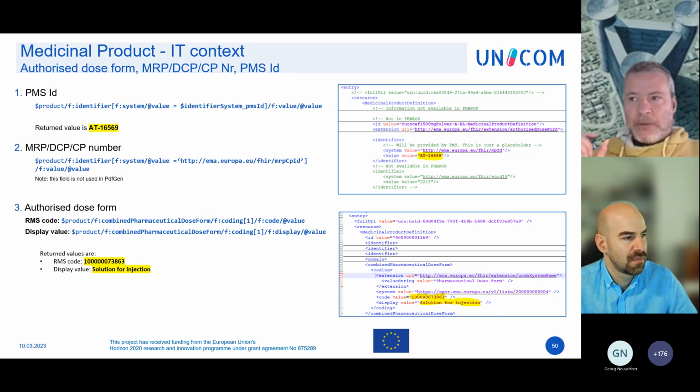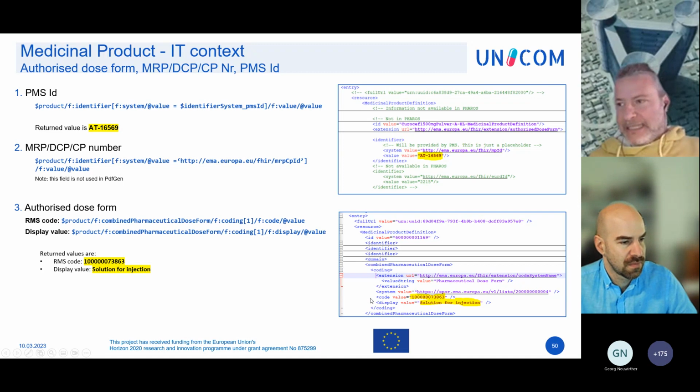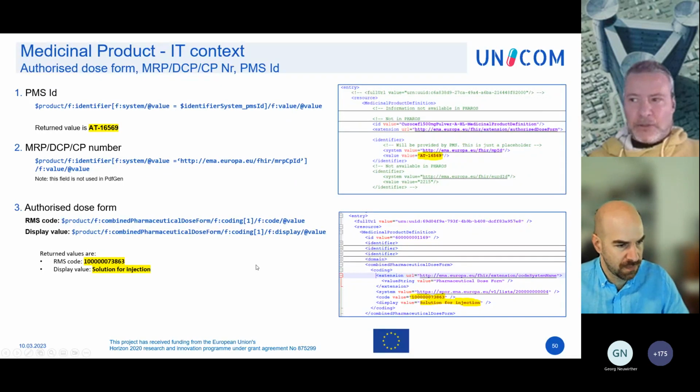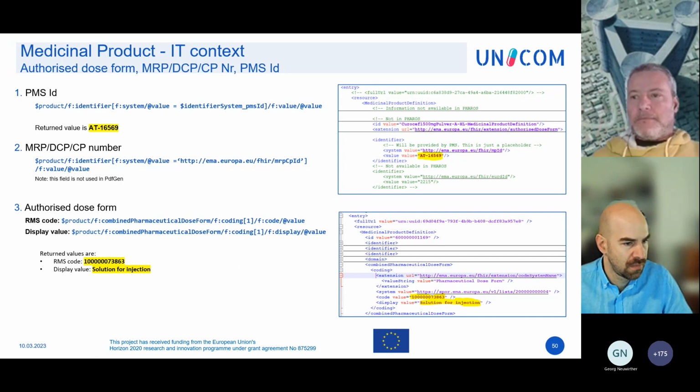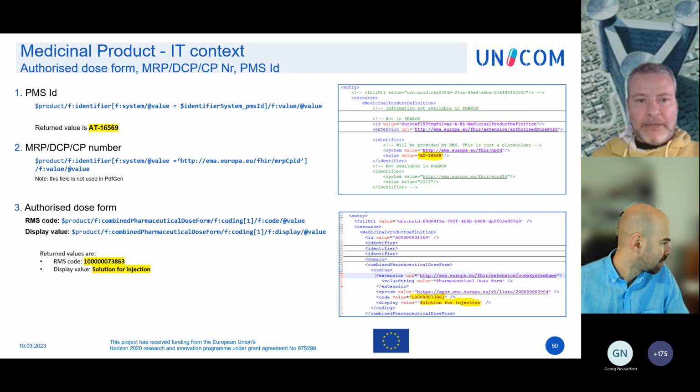The only difference is that in one case, we are taking the value attribute of the code element, and in the second case, we are taking the value attribute as well, but this time from the display element. You can see the correspondence from the roots to the examples. What varies from one to another is just that in one case we go to code and the other one we go to display, but the rest of the roots are the same. So in this example, we will have solution for injection as a display value, for example.